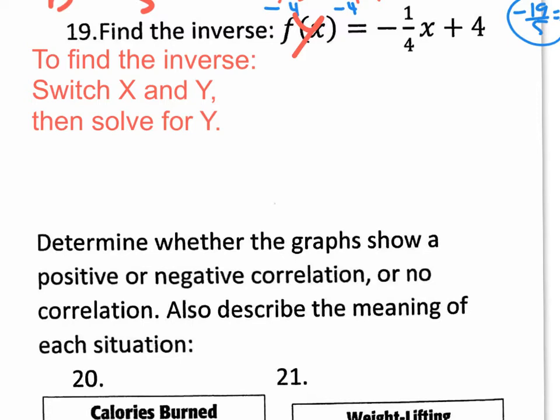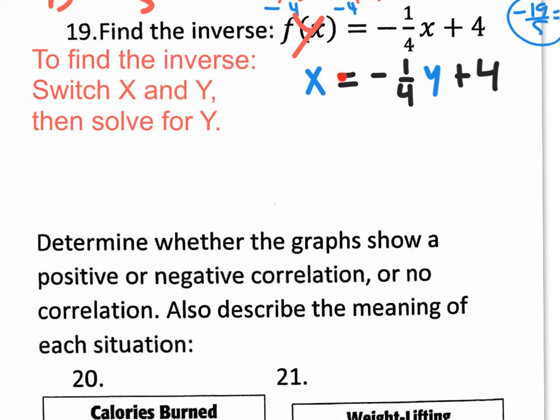So it says right here, first switch x and y. So we're going to magically change that to an x. Everything else stays the same, negative 1/4, and we magically change the x to a y, and everything else stays the same, plus 4. Okay, so we switched x and y, now let's solve for y.